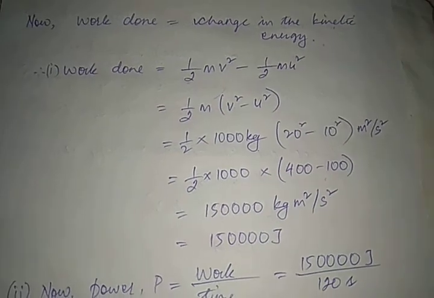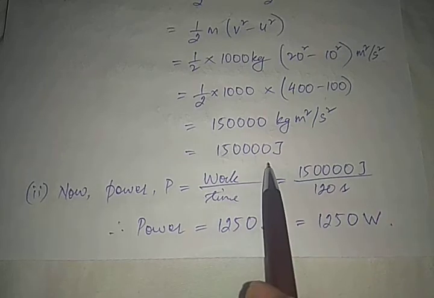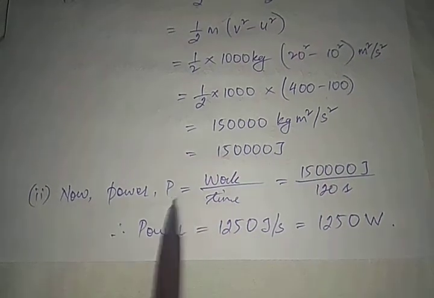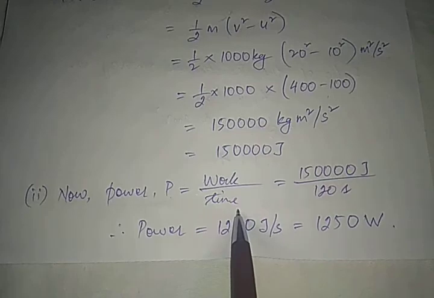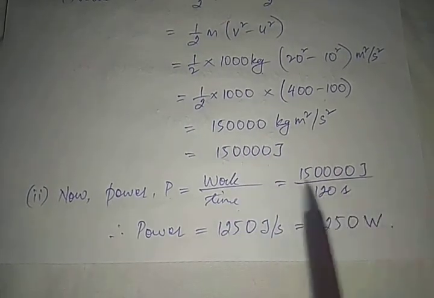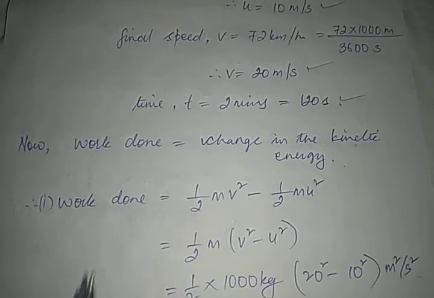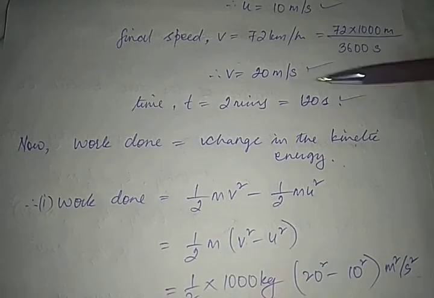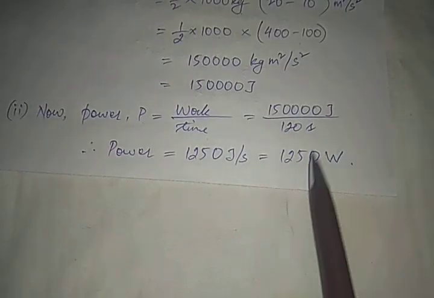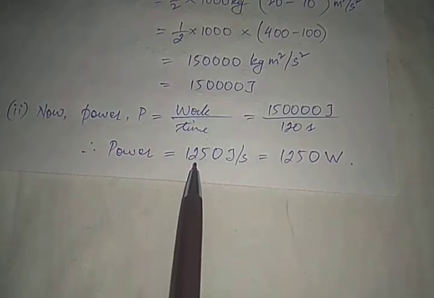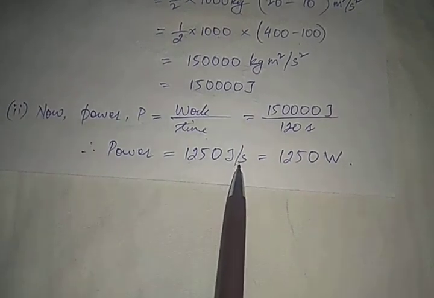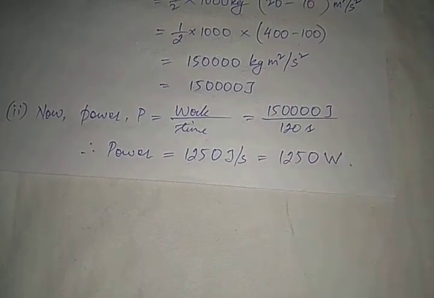Remember. Now the second part of the question says find its power. Now after we calculate the work done, finding power is no big deal, because power is simply work upon time, the rate of doing work. So this much is the work done, divided by time is 2 minutes. The question says 2 minutes, and we've converted that 2 minutes to 120 seconds. So the time is 120 seconds. So 1,50,000 joules divided by 120 seconds will give you 1250 joule per second. Joule per second is what is called watt. So this is how you do this problem, remember.